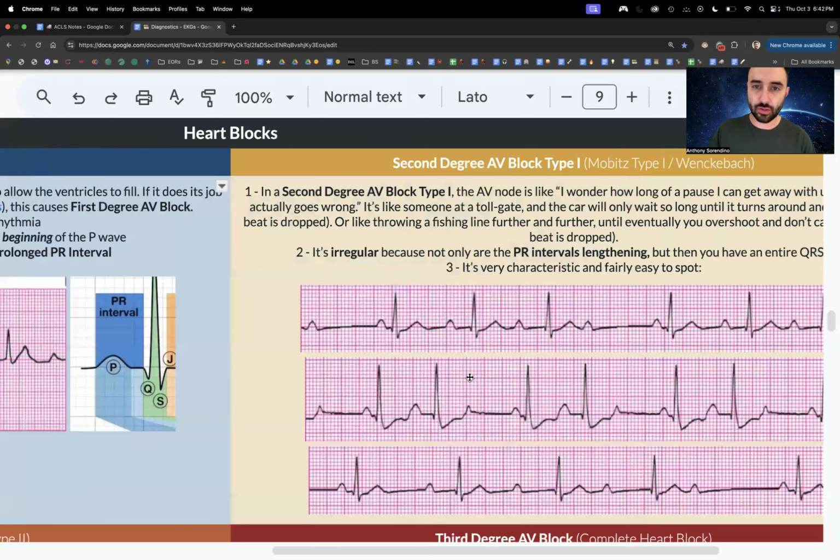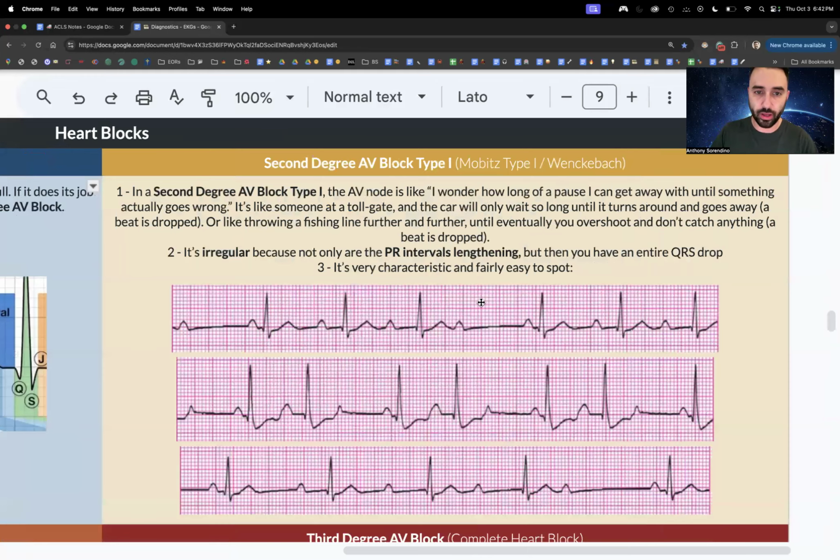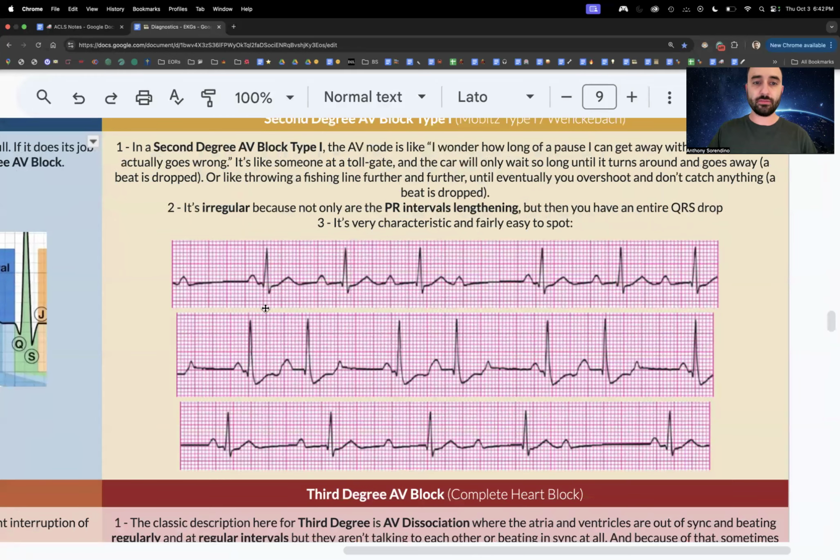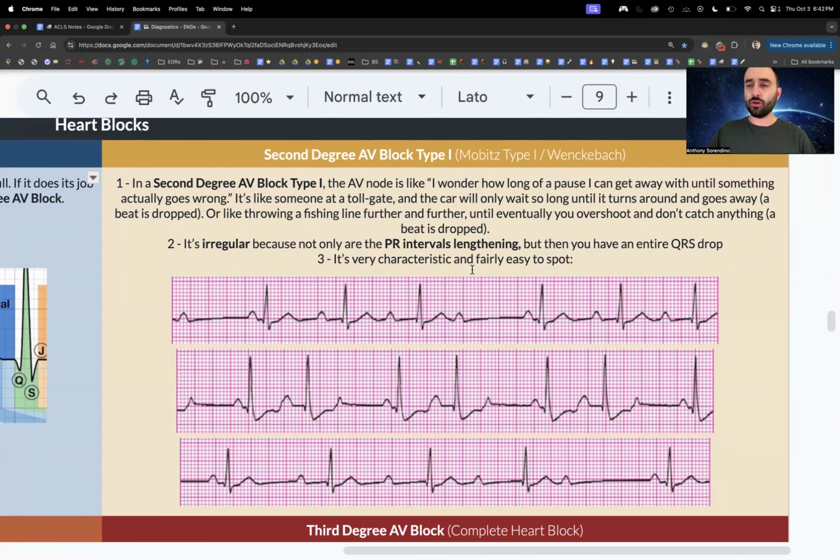Moving on to second degree, which is Mobitz type 1. This is that very classic pattern: a normal-looking P wave, then a first degree-ish looking P wave, then this one is super far away, and then a whole beat is dropped. It's longer, longer, longer, drop. Now you're in Wenckebach. It's irregular because you have those missed beats.